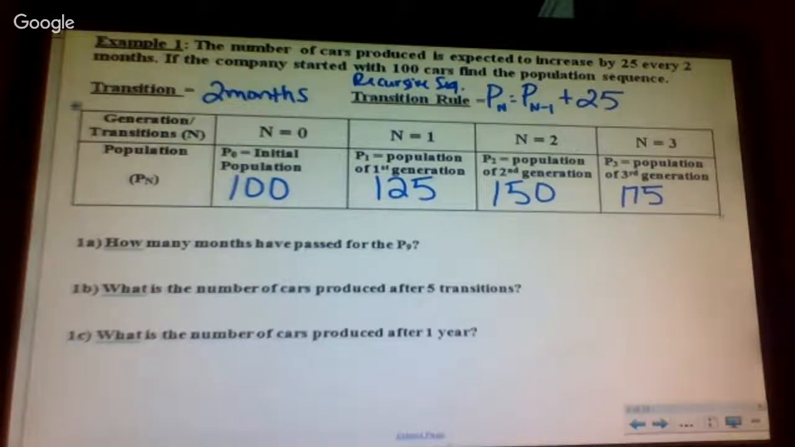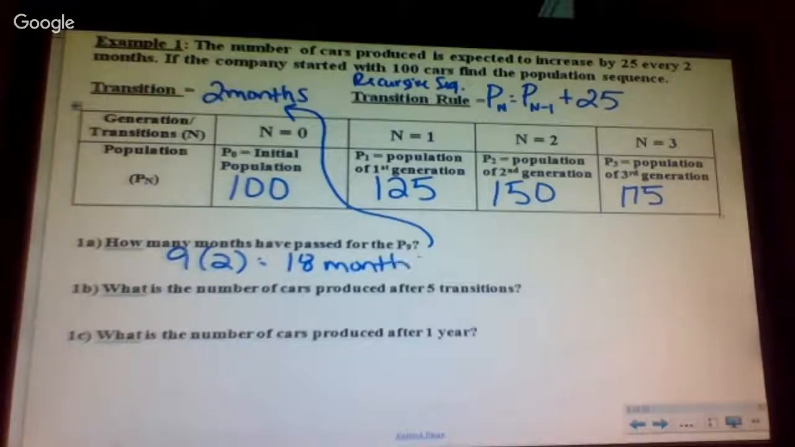1A. How many months have passed for P sub 9? 18. Remember, each transition is 2 months. If I have 9 transitions, 9 times 2, 18 months have passed. What is the number of cars produced after 5 transitions? 225. We've got to do this another 2 times, so you get 200 and then 225.